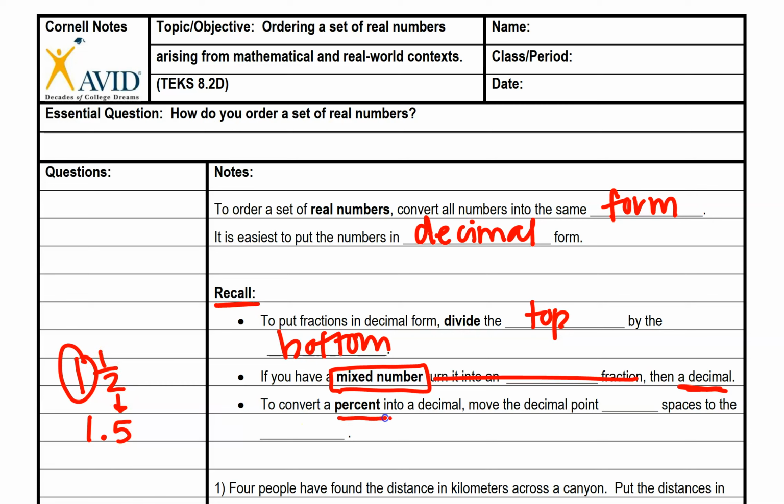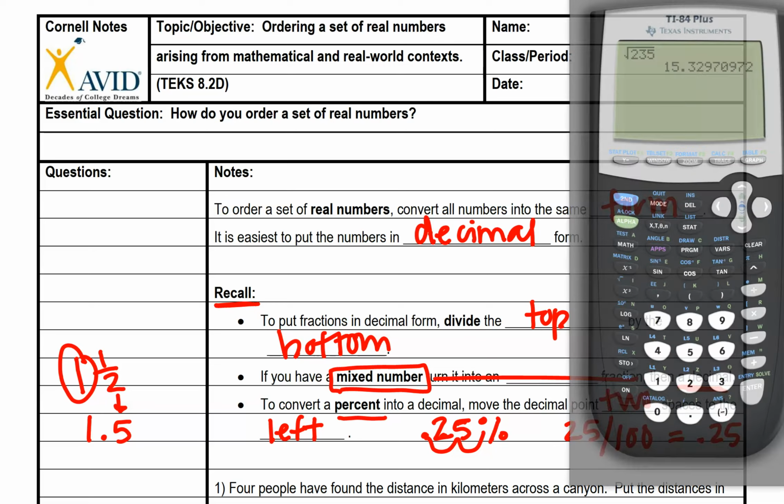To convert a percent into a decimal, you move the decimal 2 spaces to the left. So if you have 0.25%, you move 2 places to the left. Now what I like to do is take that percent and divide it by 100, and then you will still get your decimal. I think that is the easiest way to do it.